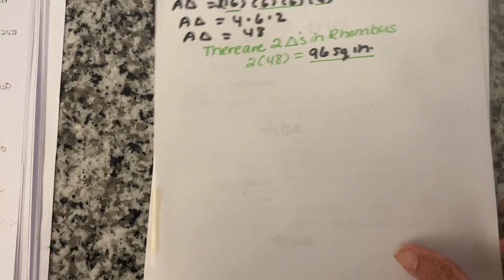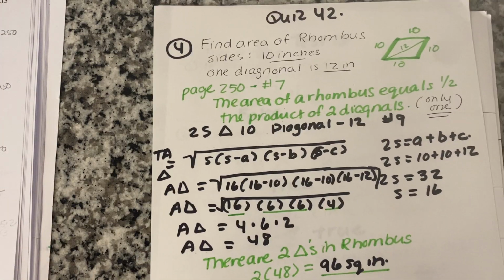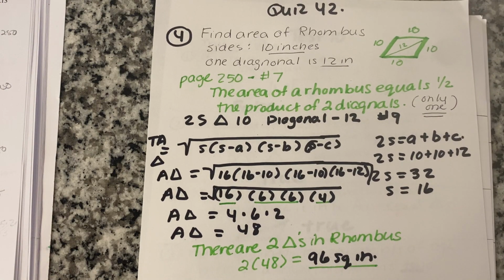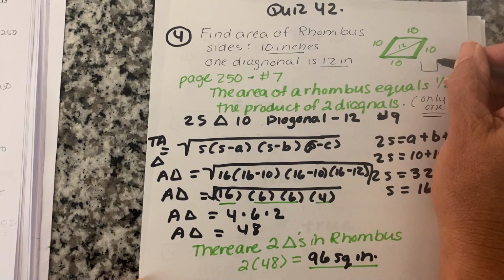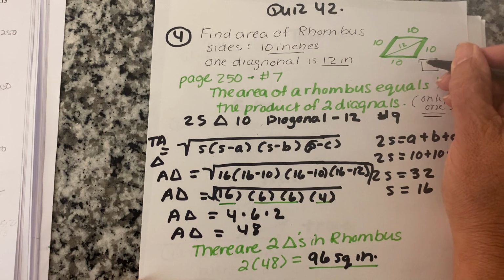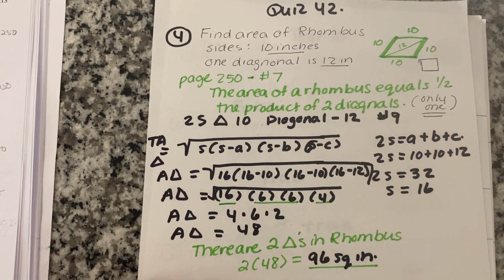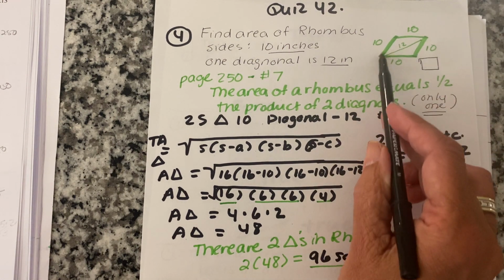So let's go on to the last one on the quiz. Again, it looks like we're going to have to use that Hero's formula again. Anyway, this is find the area of a rhombus. What's a rhombus? A rhombus is a parallelogram that has equal sides. Now a square is a type of rhombus. A square would be having right angles like this, but a rhombus can be a parallelogram like this.